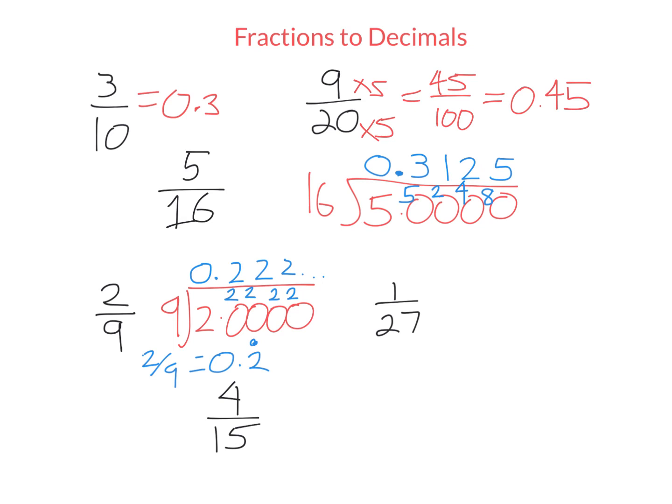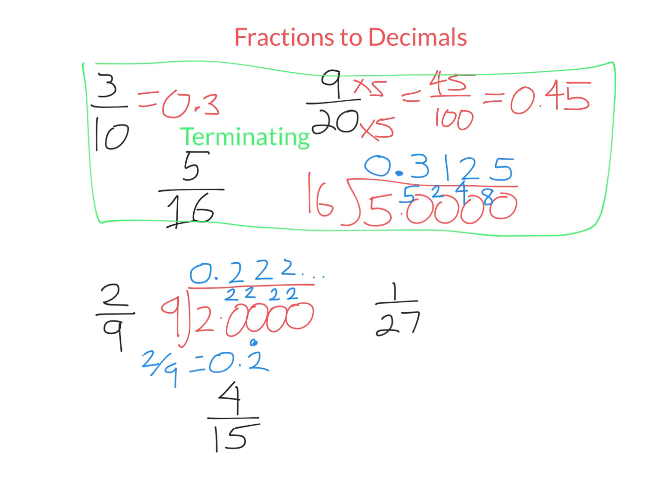So all of these ones up here, they are what we call terminating decimals. Terminating means ending. So all of these numbers up here had decimal places that ended. After a certain number of places after the decimal point, the number stopped. This one, on the other hand, the 2 goes on forever and ever. The numbers after the decimal point do not stop. We call those ones recurring. So recurring decimals go forever and ever.